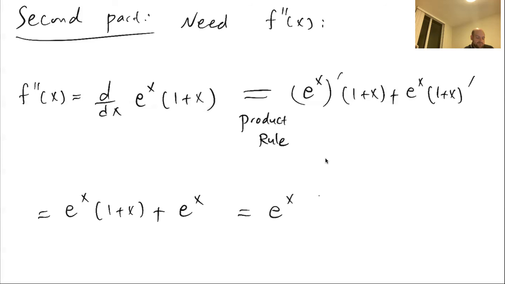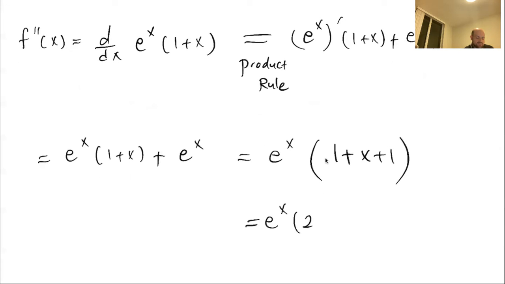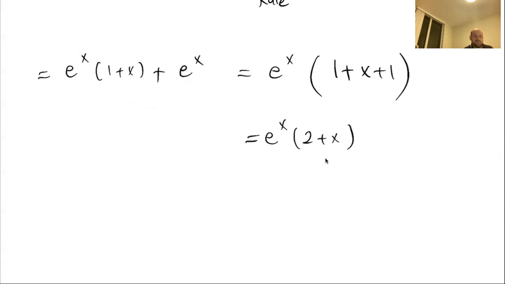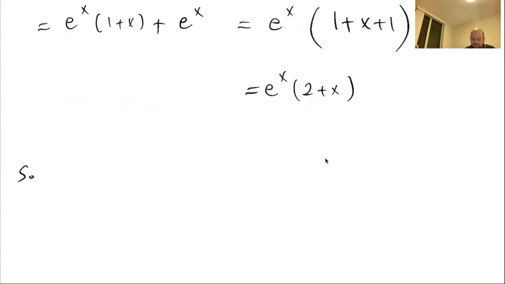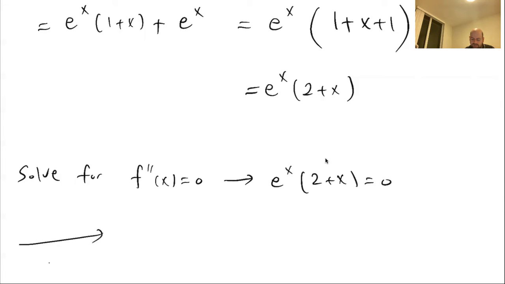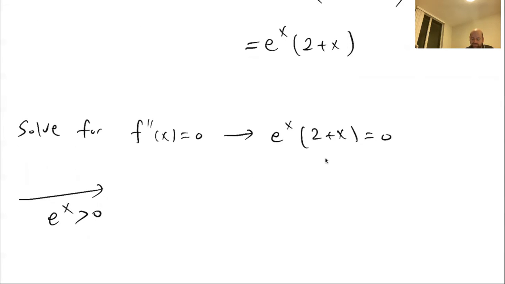Again, I can take e to the x out as a common factor. What will be left? 1 plus x plus 1. So that's e to the x times 2 plus x. So very similar to previous part, but instead of e to the x times 1 plus x, here I have e to the x times 2 plus x. So solve for f double prime of x equals 0. That gives e to the x times 2 plus x equals 0. And again, e to the x exponentials are always positive. So that means 2 plus x equals 0. And that gives x equals minus 2.